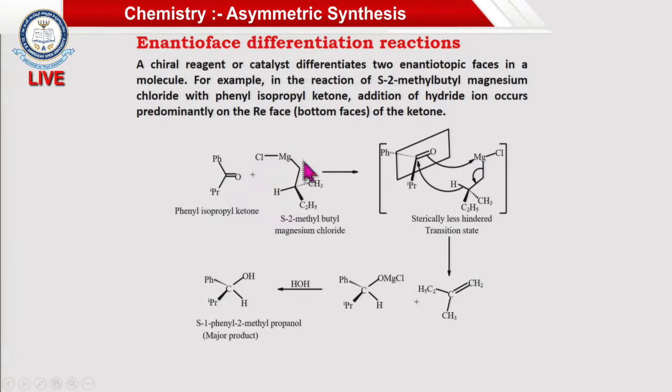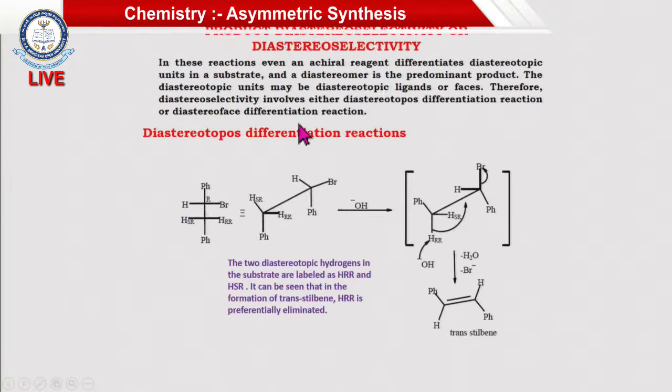So it may be attacked from the bottom face only, because the isopropyl group is not much bulkier than the phenyl group here. So it may be attacked from the bottom face, and it leads to formation of this particular intermediate compound, and finally by hydrolysis it gives the 1-phenyl-2-methylpropanol alcohol product here. Okay, so this chiral reagent is selective towards this particular carbonyl compound. This is the diastereomeric reaction here.